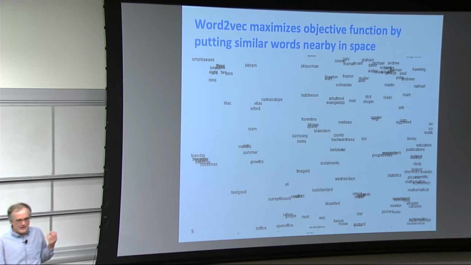But the properties of high-dimensional vector spaces are very unintuitive, and one of the ways that they're unintuitive is that in a high-dimensional vector space, a word can be close to lots of other words in different directions.